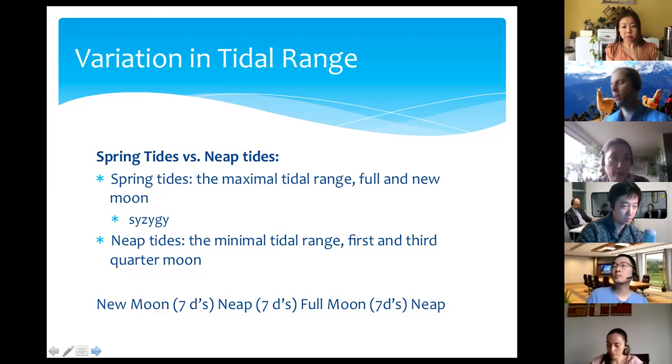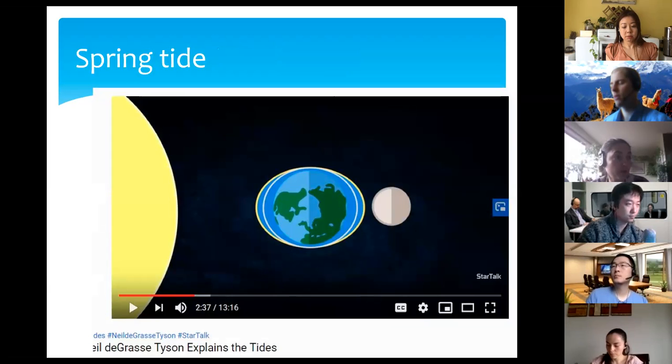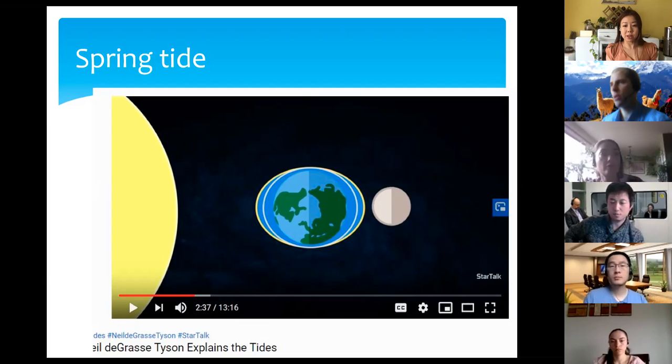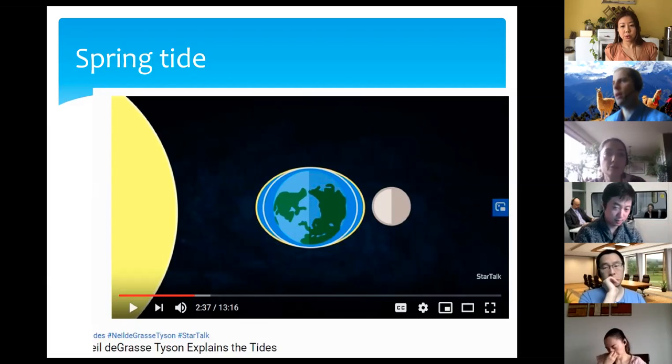So here is the picture. That's what the alignment looks like. So we see that the sun, the moon, and the earth in this picture are aligned in a straight line. And so the gravitational force from the sun reinforces the gravitational force due to the moon. Okay, and this happens every 2 weeks.